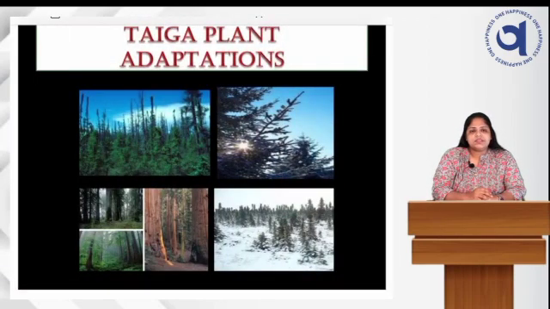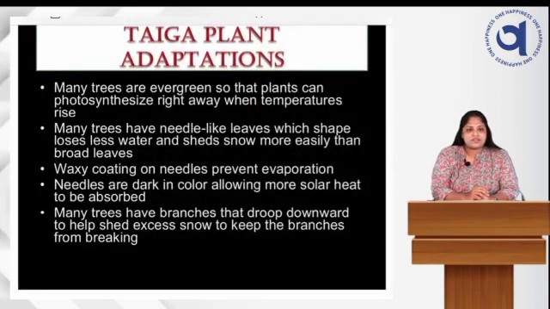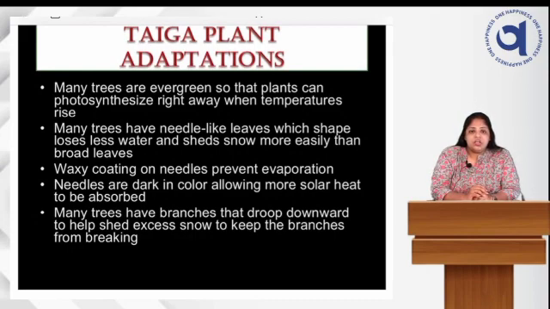Now, the next topic is taiga plant adaptations, which you can see in colder regions. Many trees are evergreen so that plants can photosynthesize right away when temperature rises. Trees have needle-like leaves, a shape which loses less water and sheds snow more easily than broad leaves. Waxy coating on the needles prevents evaporation. Needles are dark in color so that the solar heat can be absorbed easily. Many trees have branches that droop downwards to help shed excess snow to keep the branches from breaking.